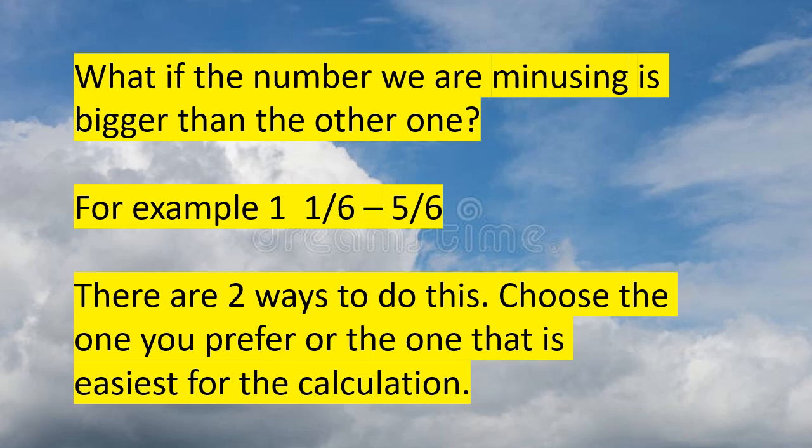What if the number we are minusing is bigger than the other one? For example, 1 by 6 minus 5 by 6. 5 by 6 is bigger than 1 by 6. So there are two ways to do this. You choose the one that you prefer or the one that is easiest for the calculation.